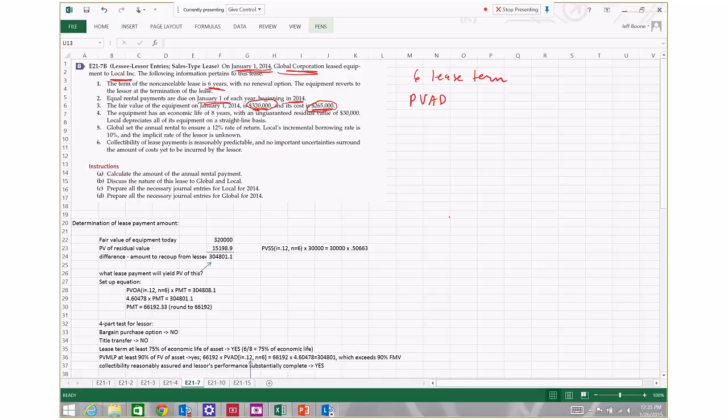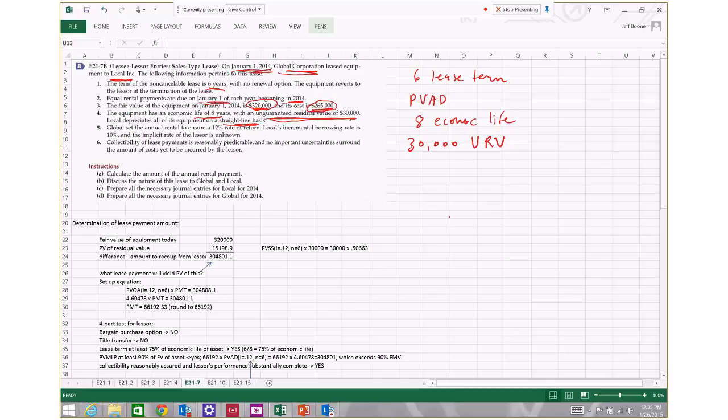We're told here that the equipment has an 8-year economic life. The equipment has a residual value of $30,000, but the residual value is unguaranteed. So $30,000 unguaranteed residual value. And the lessee here depreciates their equipment on a straight line basis.